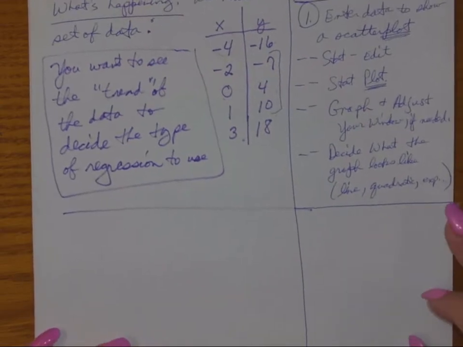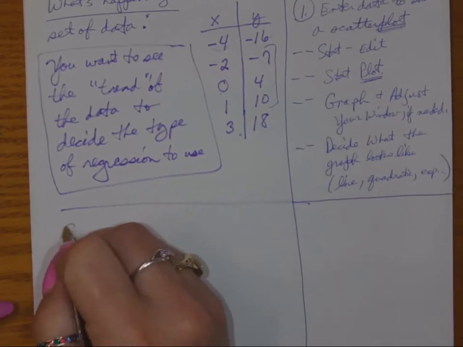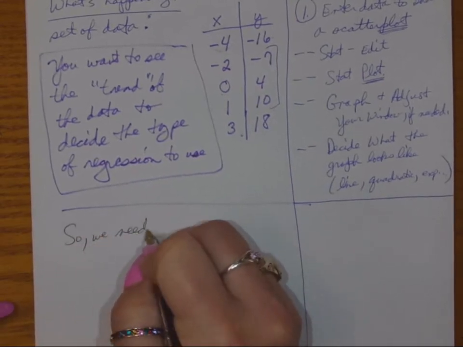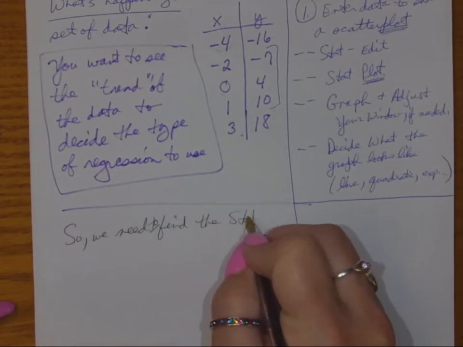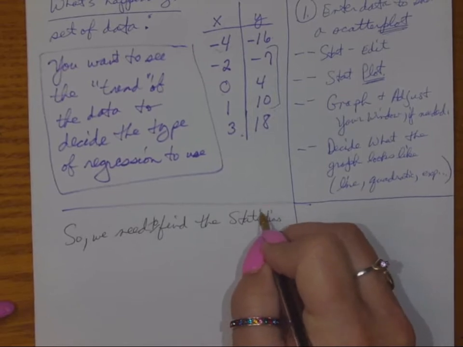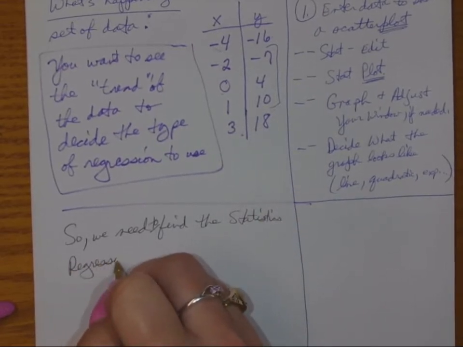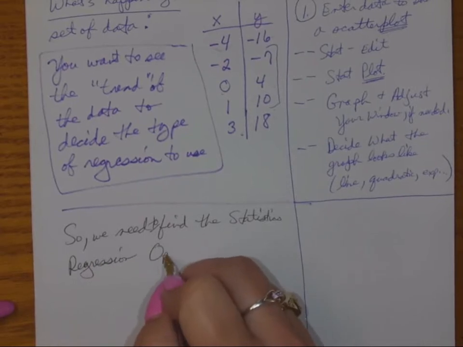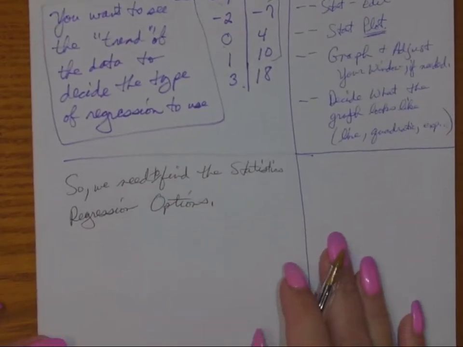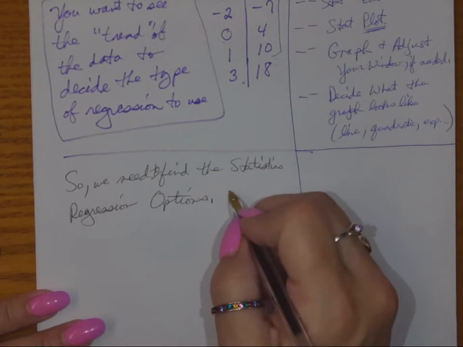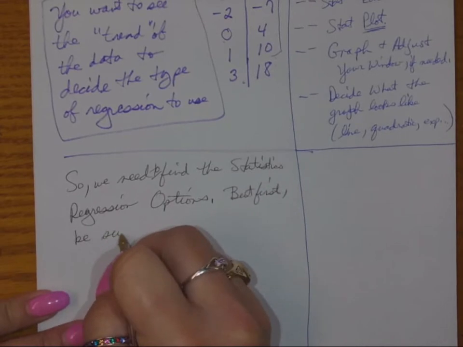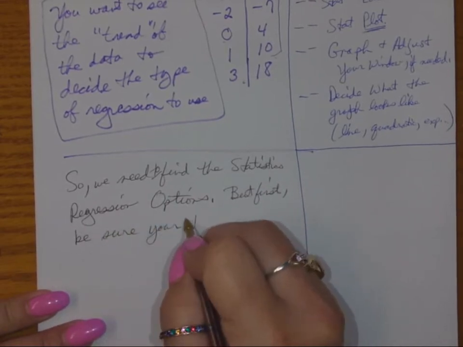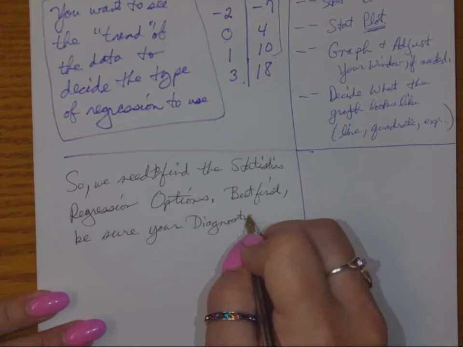Now what? We think we want linear regression, right? So how are we going to do that? We need to find statistics, regression, table, options. But first, I almost forgot. Be sure your diagnostics are on.